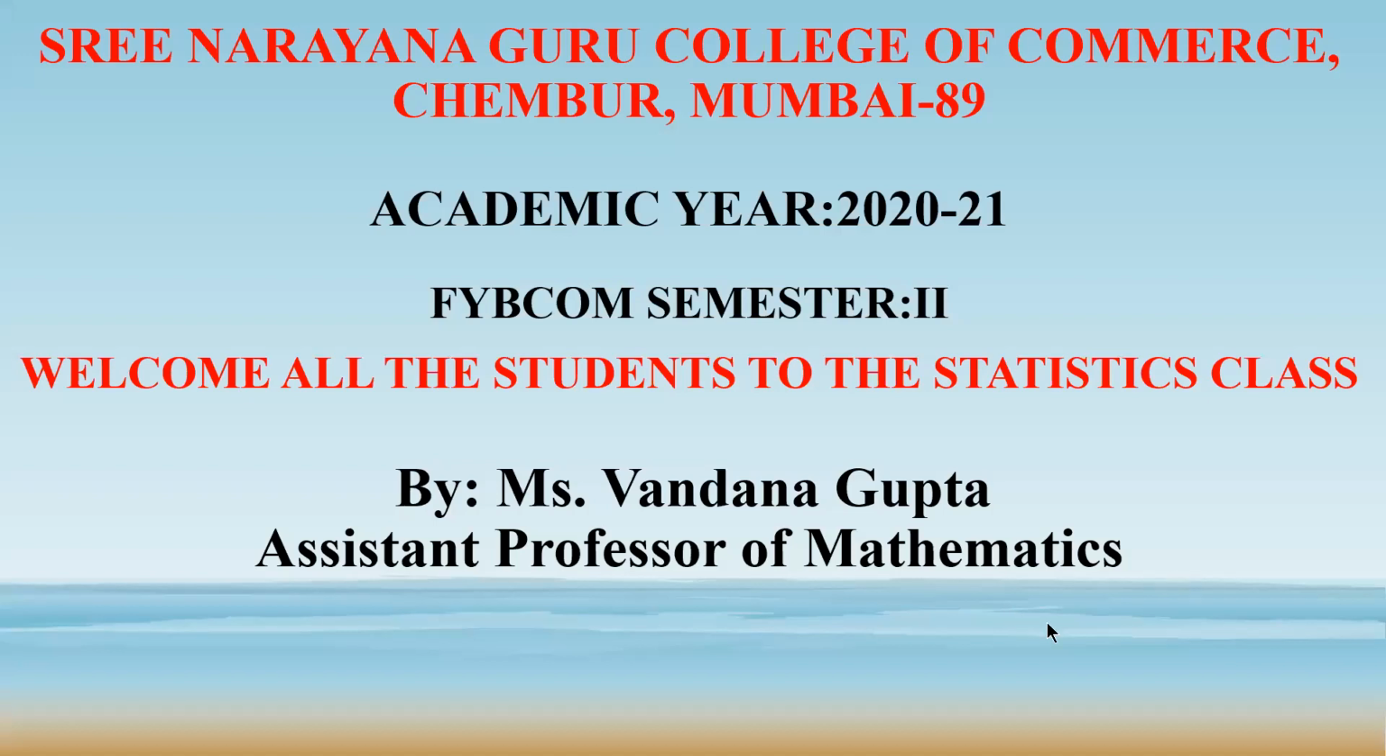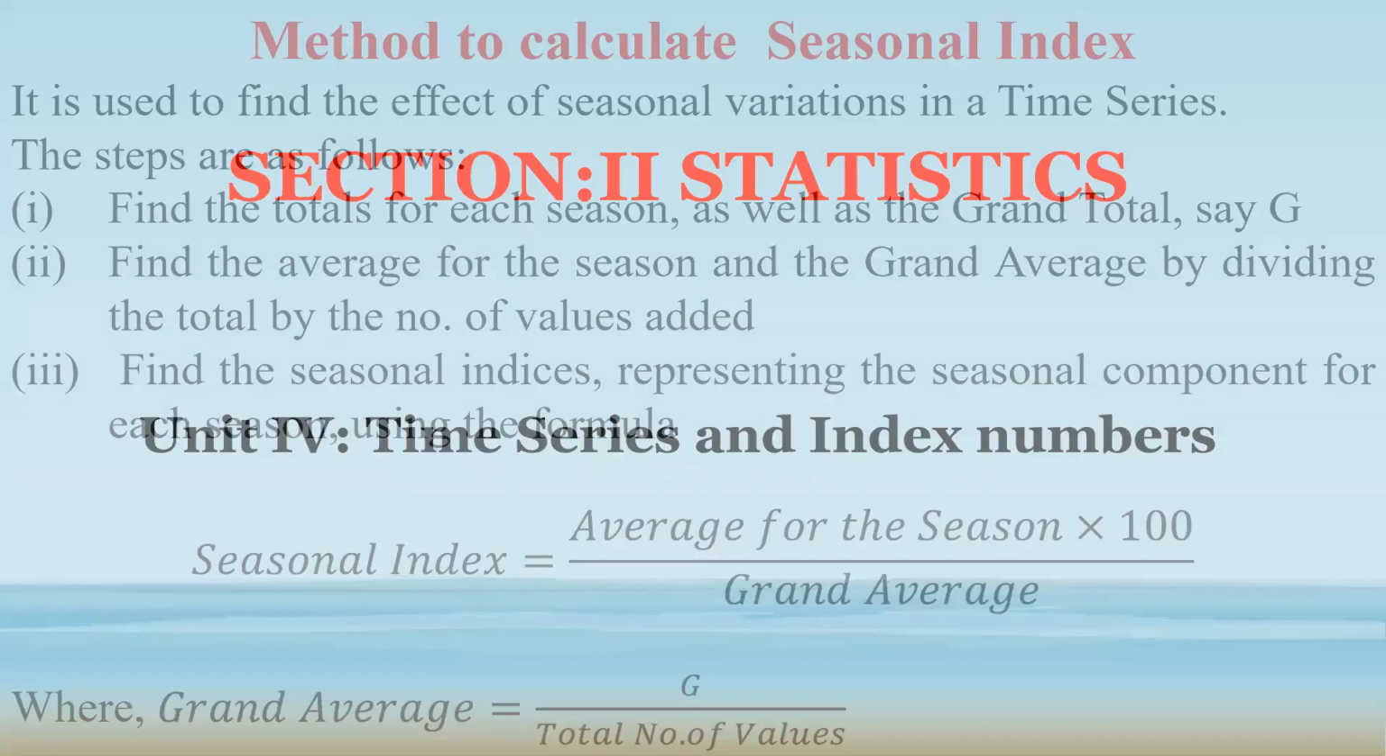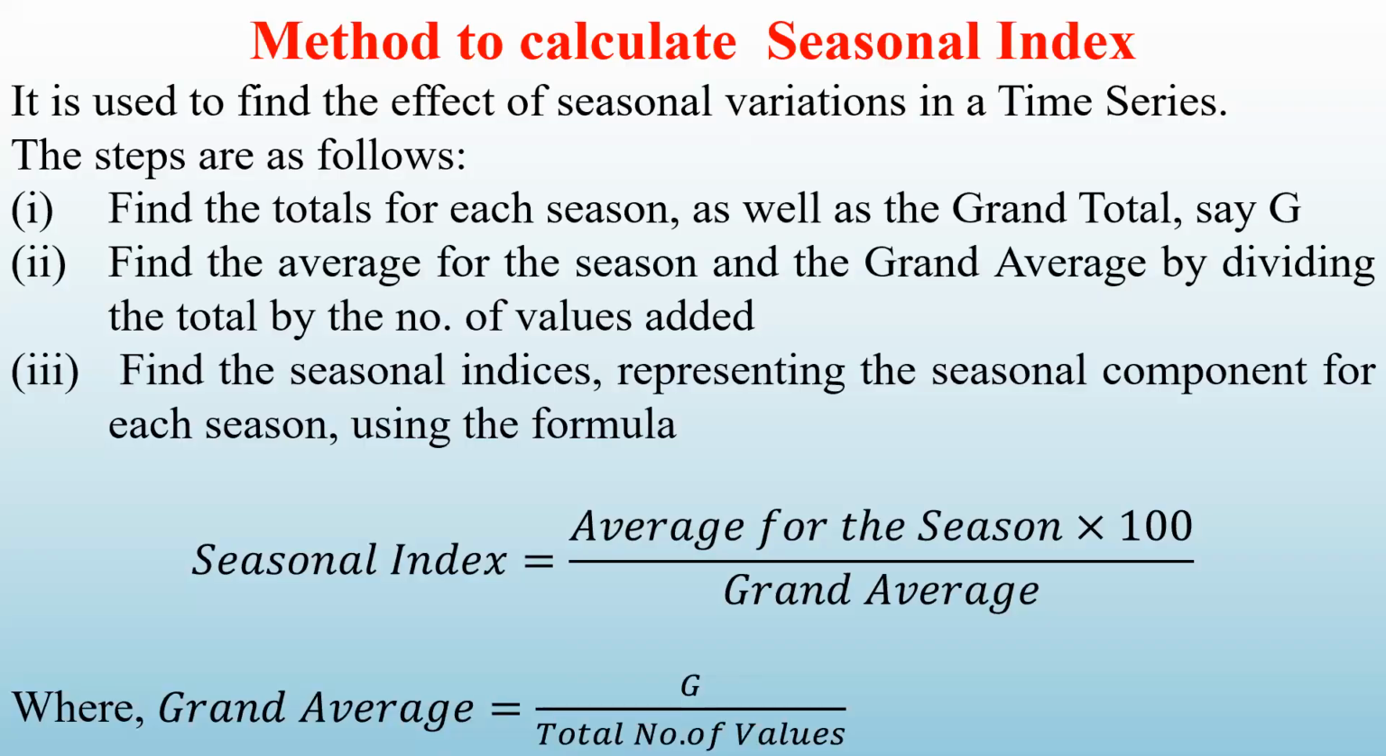Today we are going to study how to calculate seasonal indices of a given time series. As we have seen when I introduced time series, there are certain factors which are responsible for the fluctuations in the time series. They are called the components of the time series. One of the components is seasonal variations. As per the season, demand for certain things increases in a particular season, so there will be variations in the time series. So how to calculate the seasonal indices? That is our today's topic.